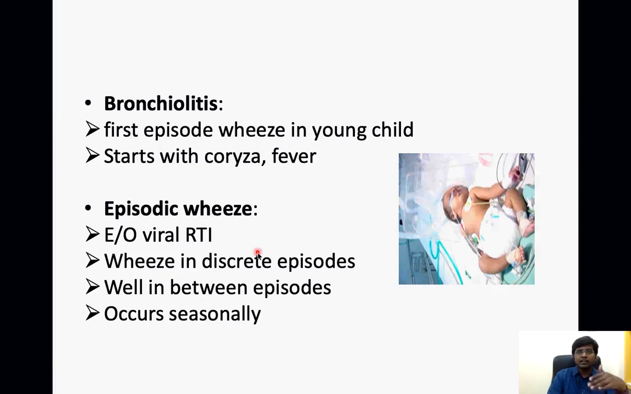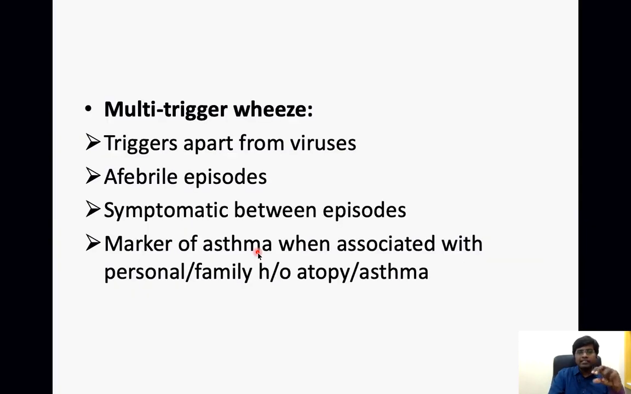And again, when it is episodic wheeze, the mother might be saying, this is the third time the child is having wheeze with breathlessness, and every time the child starts with a low grade fever, the cough lasts for about 3 to 4 days, then the child improves, and the child is well in between episodes, then you think of episodic wheeze. Every time it starts with a URI, then it spreads to the lower respiratory passages and presents with wheezes. Then you call it an episodic wheezer. Or it can be a multi-trigger wheezer.